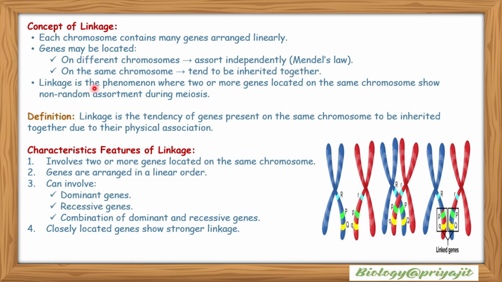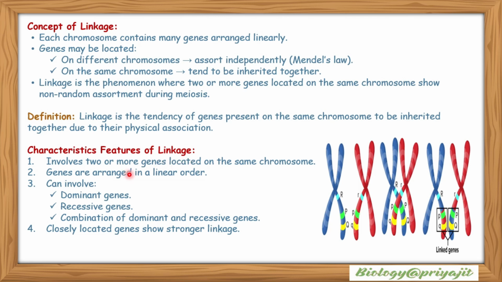So linkage is the phenomenon where two or more genes located on the same chromosome show non-random assortment during meiosis. So, definition: linkage is the tendency of genes present on the same chromosome to be inherited together due to their physical association. Now, we should learn about the characteristic features of linkage.